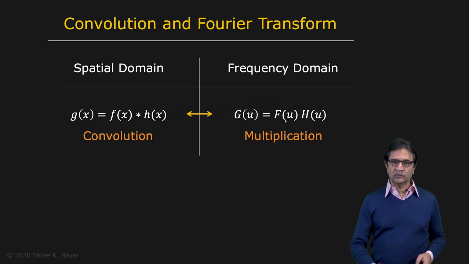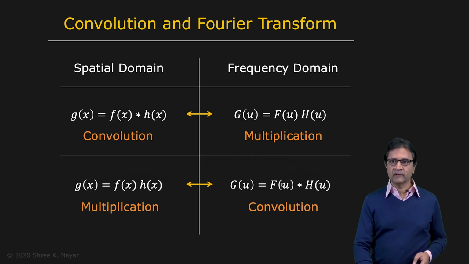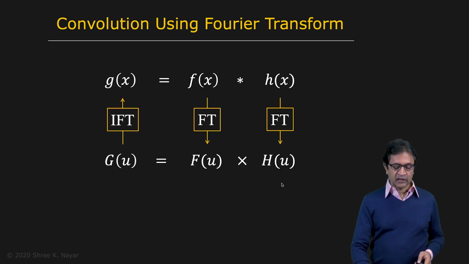And using the same approach, you can also show that if you're taking the product of two functions in spatial domain, that is equivalent to convolving the Fourier transforms of the two functions in frequency domain. Very important property right here. So what does all this allow you to do?